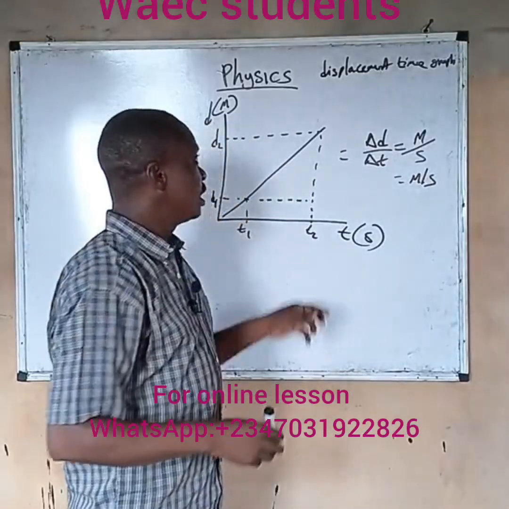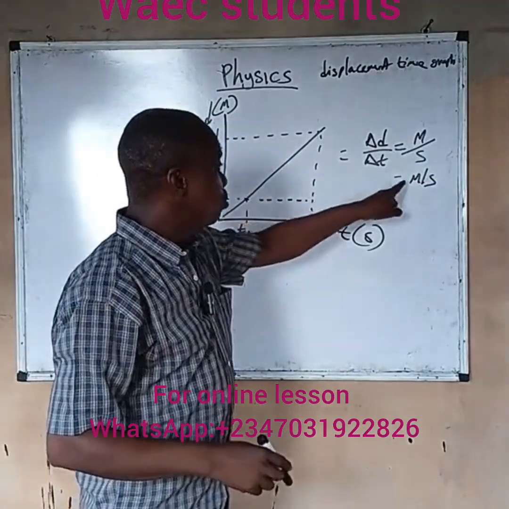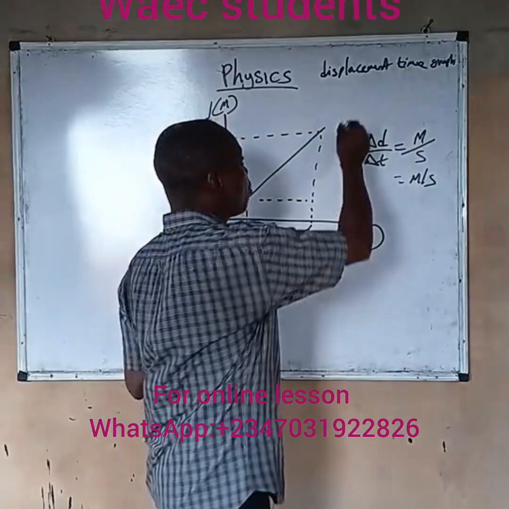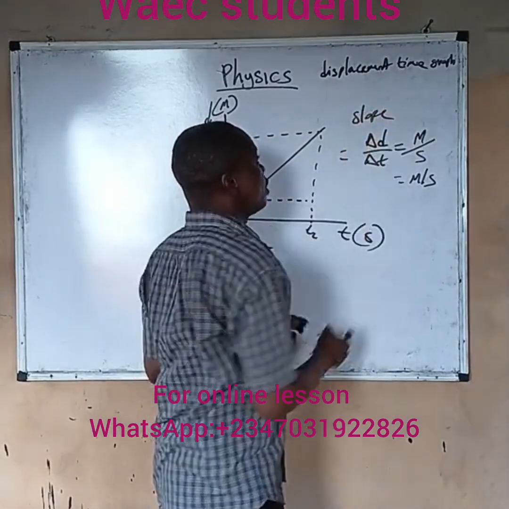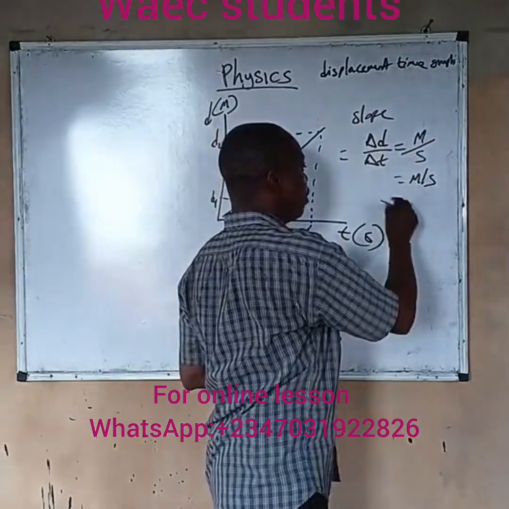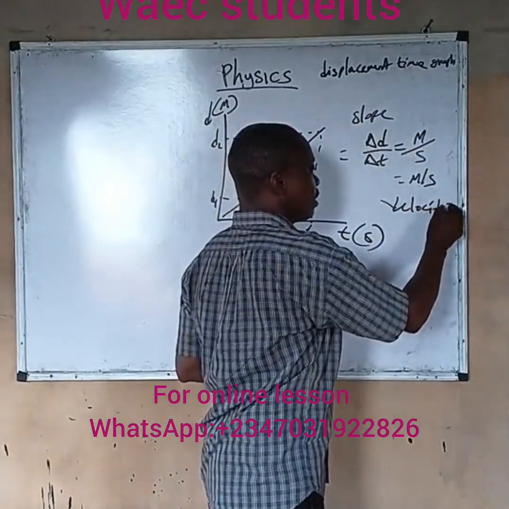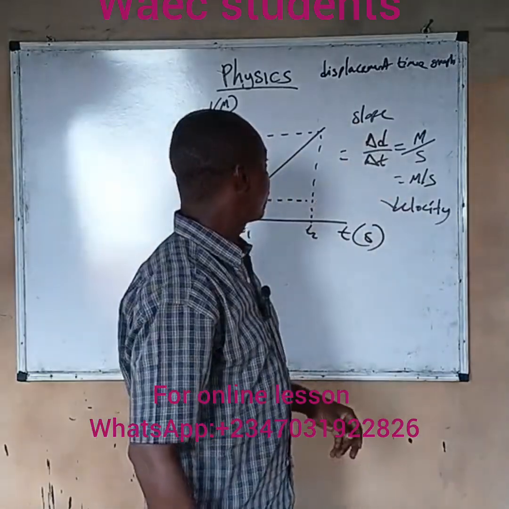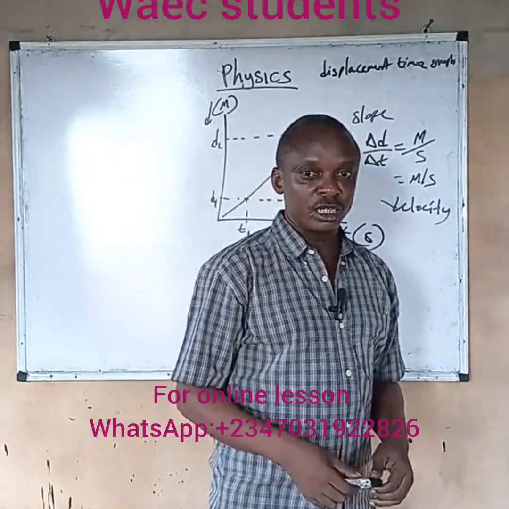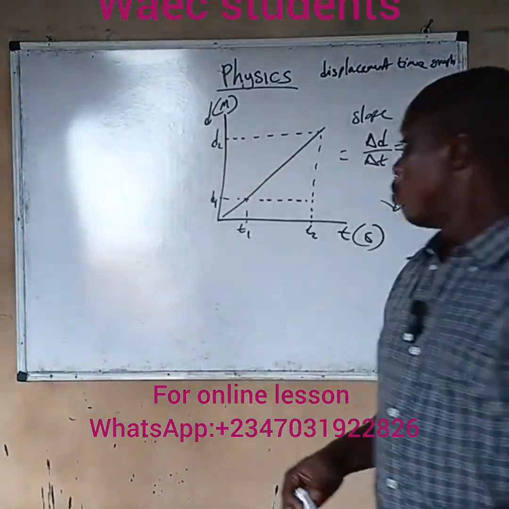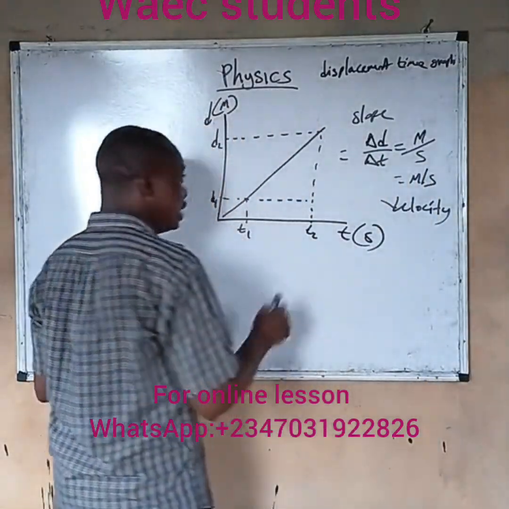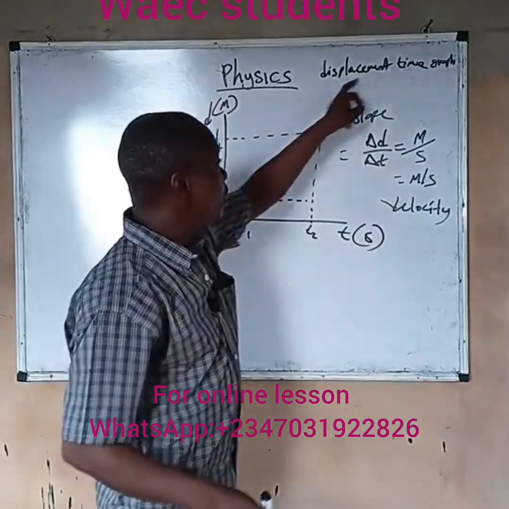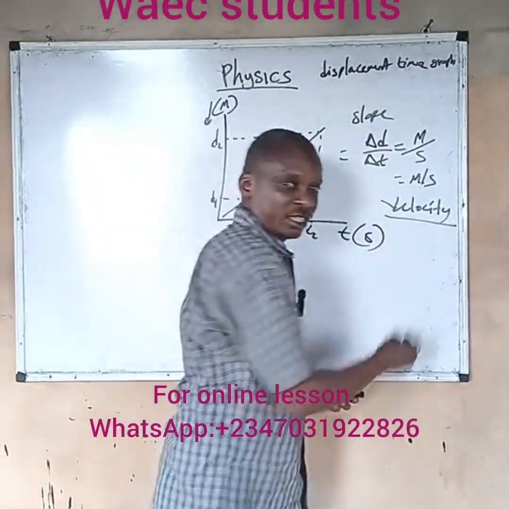So the quantity that gives you meter per second in physics is velocity. So if they ask you what is the slope of a displacement time graph, your answer is velocity. Take note of that, because the unit for velocity is meter per second, and that is what we just calculated. So once you are asked what is the slope of a displacement time graph, you say the answer is velocity.